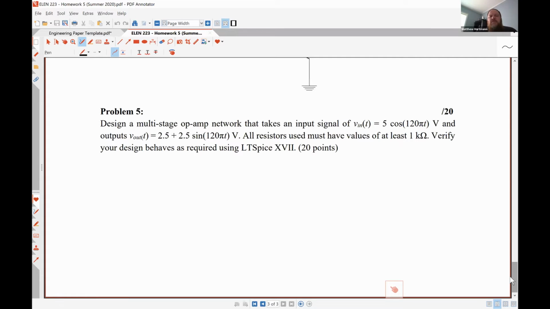Alrighty, so problem 5 asks you to design a multi-stage or cascaded op-amp network that takes an input signal Vin(t) equal to 5 cosine 120 pi t and outputs a voltage signal of 2.5 volts plus 2.5 sine 120 pi t volts. All resistor values used must have a value of at least 1 kilo ohm, and then you're asked to verify that your design behaves using LTspice. So that's pretty boilerplate there.